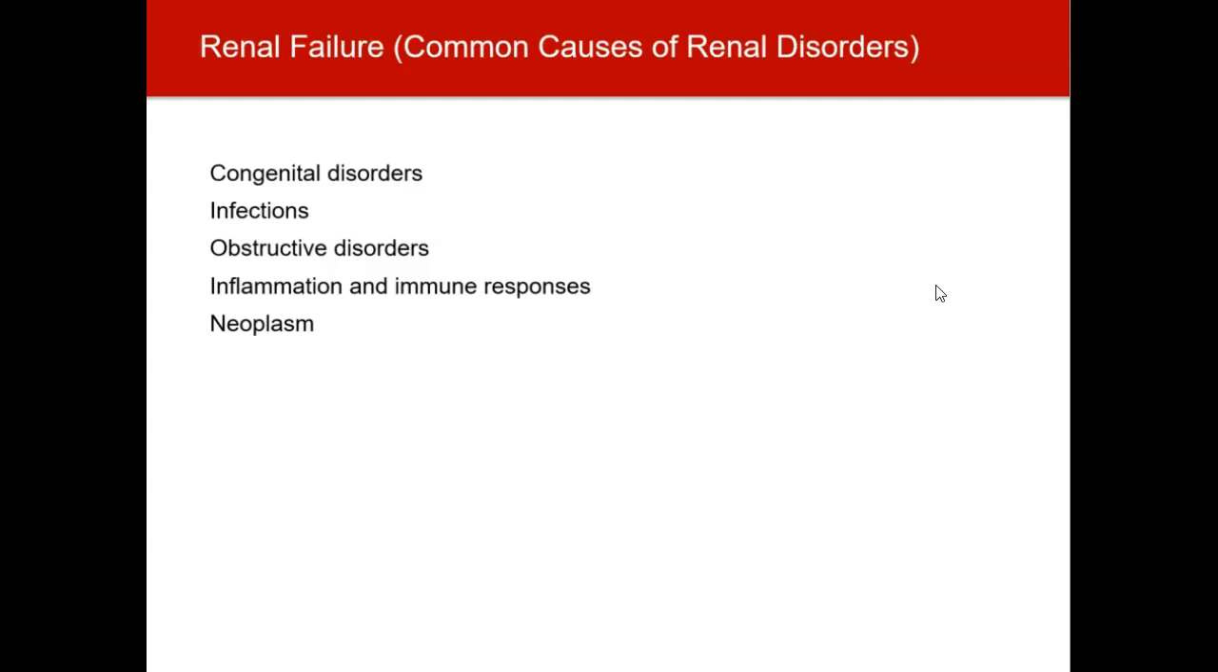So renal failure happens from congenital disorders, infections, obstructive disorders, inflammation, immune responses, and neoplasms, or cancer. So it can happen from a couple different causes. About 10% of babies are born with congenital defects or malformations of the renal system that are going to cause issues. So those are your congenital disorders.